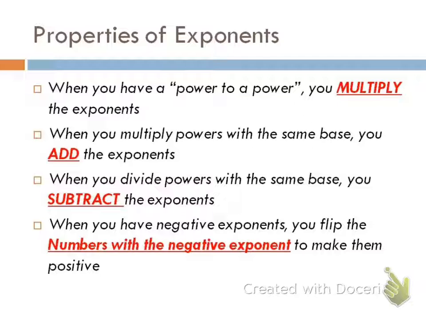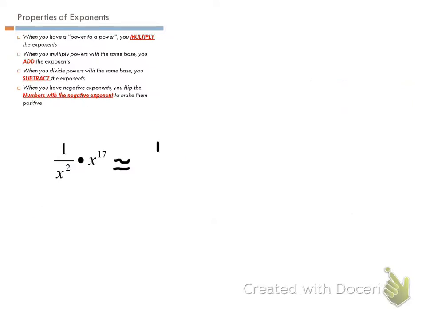So first, let's look at a few properties of exponents. When you have a power to a power, you multiply the exponents together. When two powers with the same base are multiplied together, you add those exponents. When you divide powers with the same base, you subtract. And when you have negative exponents, you flip the numbers with the negative exponent to make them positive. That means if they're on the top with a negative exponent, they go to the bottom, and if they are on the bottom with a negative exponent, they go to the top.